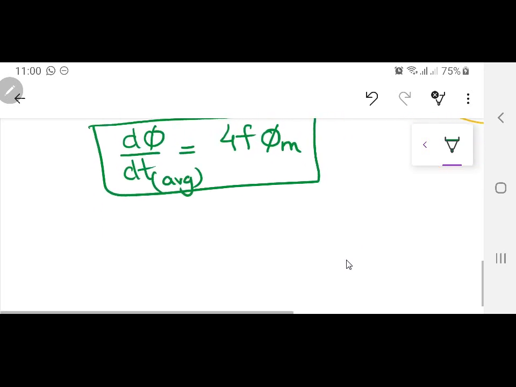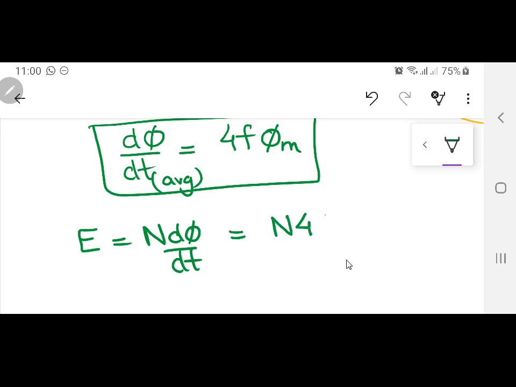Now, since this is the Faraday's law of electromagnetic induction, we know what is E. E is equal to N d phi by dt. What is N? N is the number of turns. And if I have N number of turns in my transformer, so this will be equal to N 4 f phi m. But the problem is this, that since this term was average, I have average value of the voltage. Because d phi by dt which I calculated, this was average value.